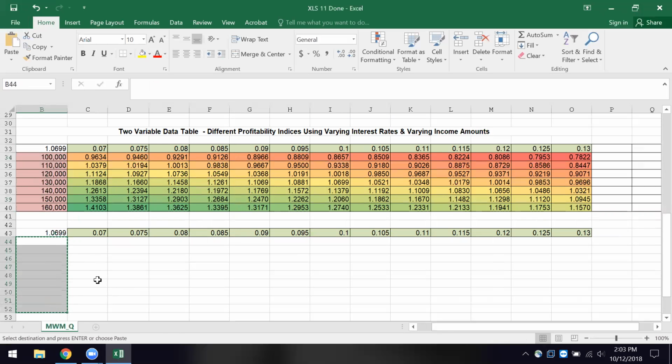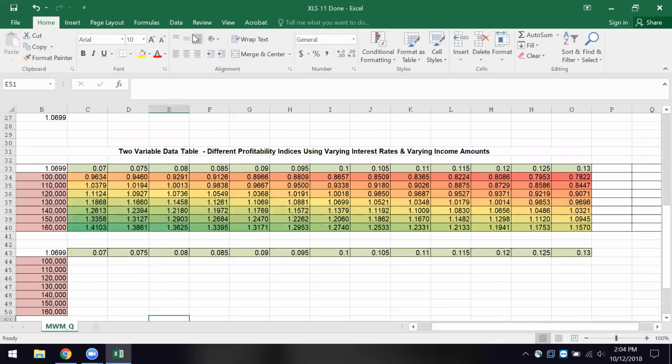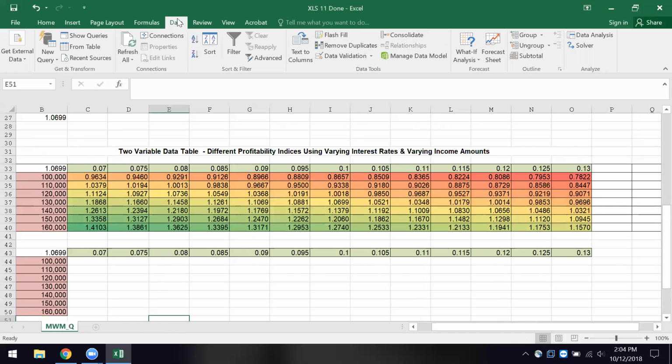So I'll do Control C. And then I'll paste them. So I want to copy. I'm making this a lot harder than I need to. Copy. And then I'll paste everything. Okay. Now I'm ready for my data table. Now I'm going to click on data. All right. And I'm going to come over to the what if analysis. And I'm going to click on the data table.